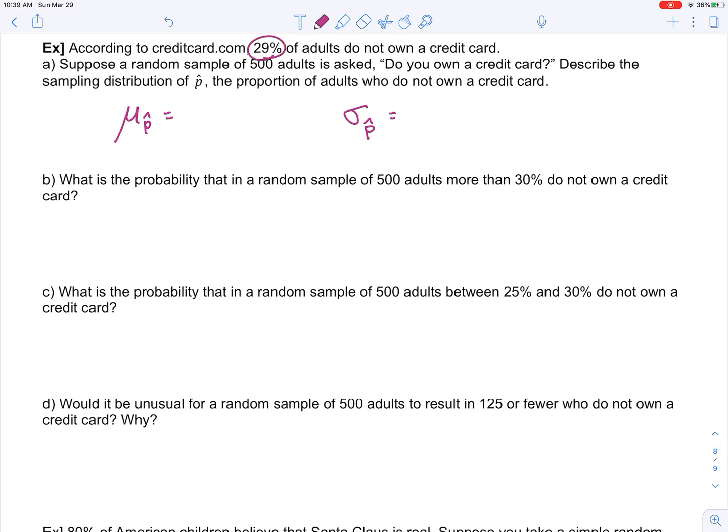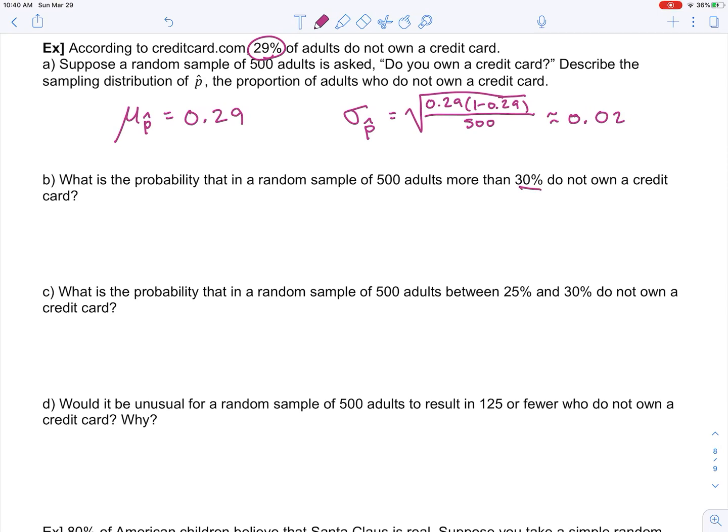So the mean is equal to the population proportion, which here was given as a percentage. You want to write it as a decimal, and we will only be using it in decimal form in this section. The standard deviation has to be computed, so it is the square root of p times 1 minus p over the sample size. So let's put this in the calculator. Square root of 0.29 times 1 minus 0.29 divided by 500. I'm getting approximately 0.02. So I'll use these now for the next few questions.